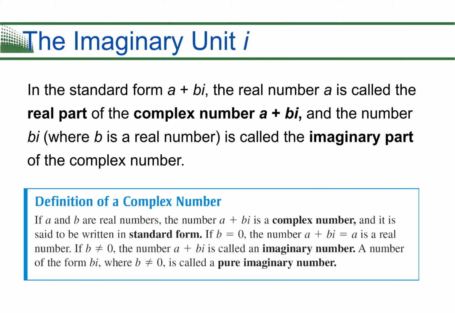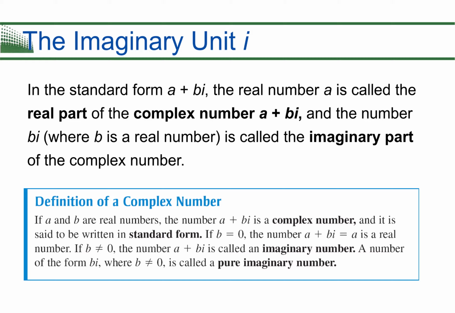In the standard form a plus bi, what we just discussed, the real number a is called the real part of the complex number a plus bi. And the number bi, where b is a real number, is called the imaginary part. Now it may sound really confusing because we just said b was a real number? Well, that just means b is a number like we're used to working with, and now it has an i attached to it.